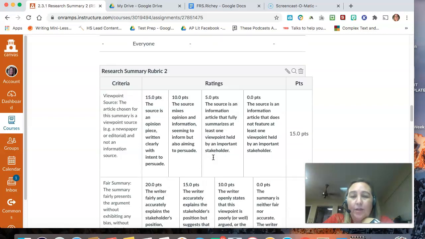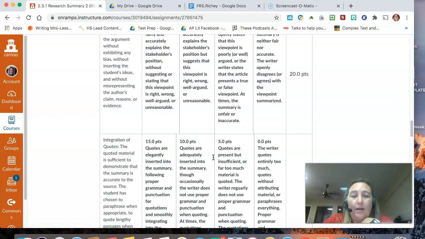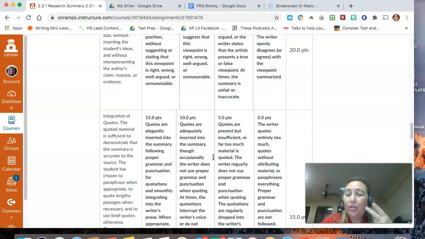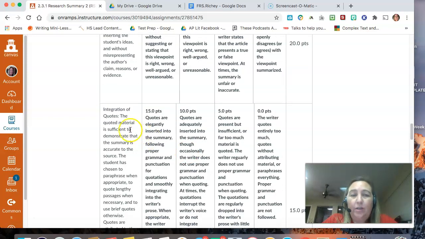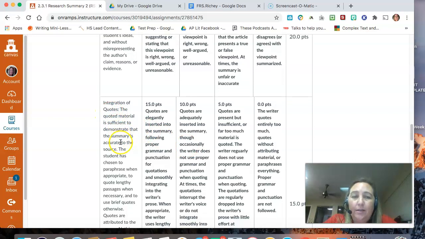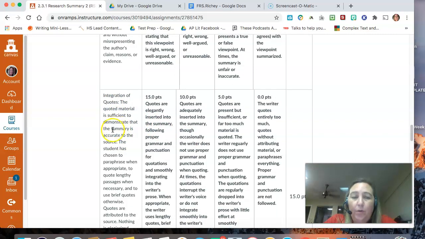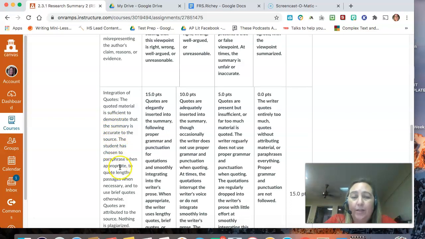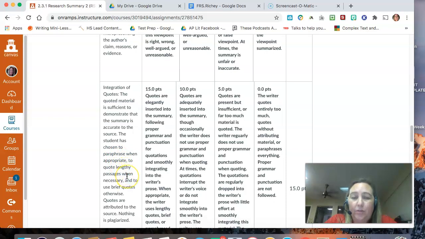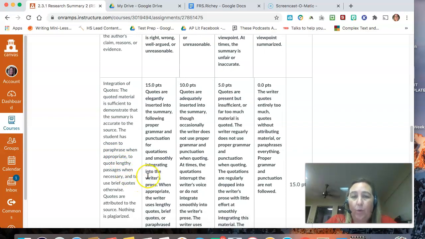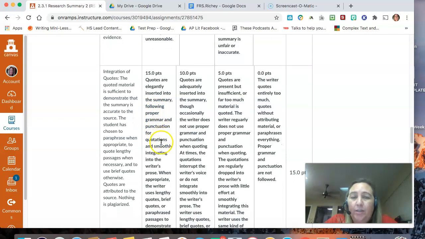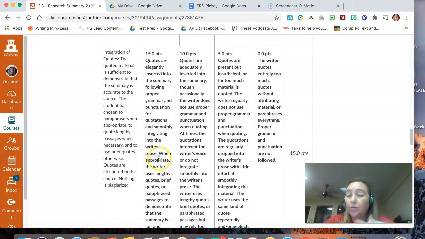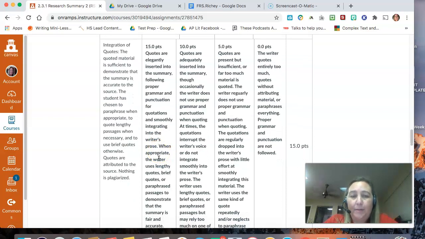If I come down to the actual rubric, I'll see that quotations are two of the areas in which I'm going to be judged. First is the integration of quotations, and this says that I've used enough quoted material to demonstrate that the summary is accurate to the source. The student paraphrases when appropriate and quotes lengthy passages when necessary and uses brief quotes otherwise. To get the most points, the quotes should be inserted into the summary following proper grammar and punctuation for quotations and smoothly integrating into the writer's or my text, my prose.